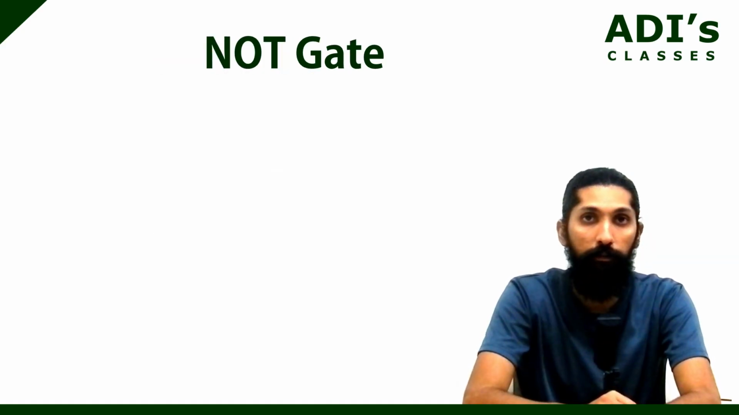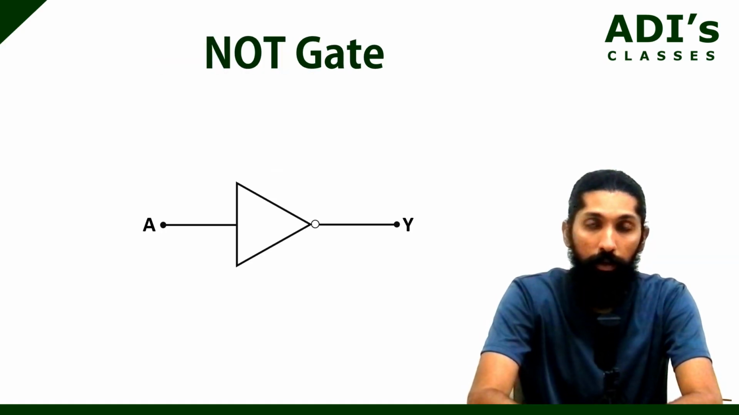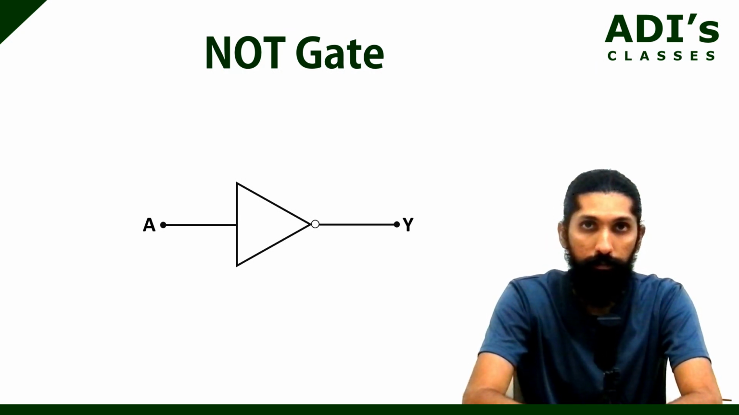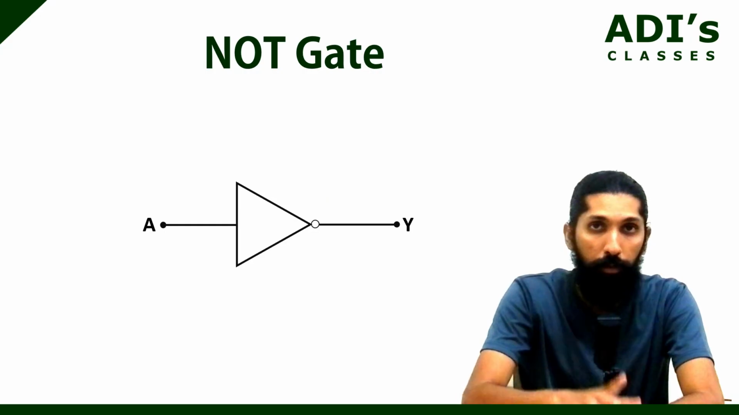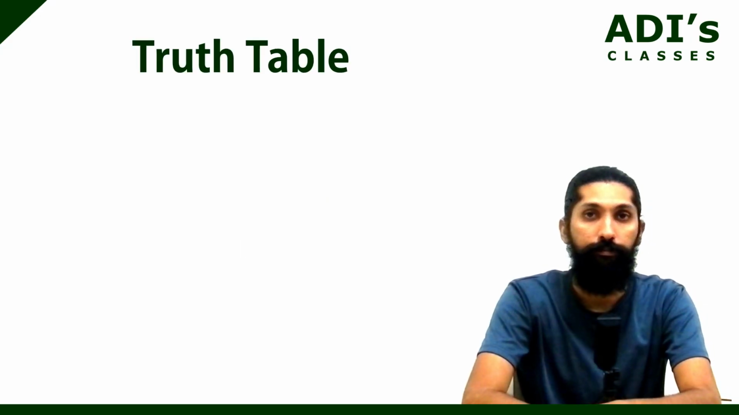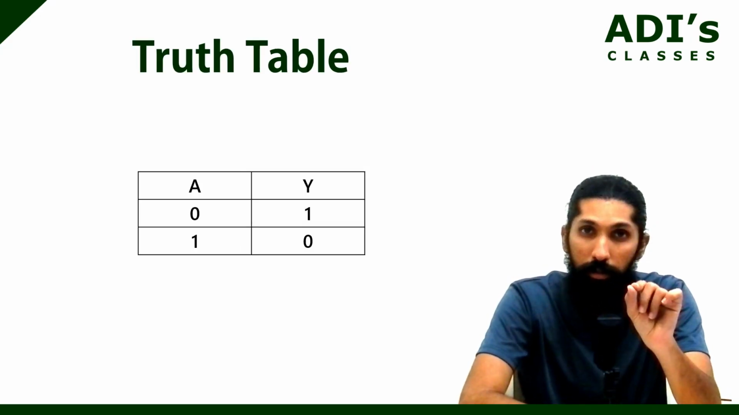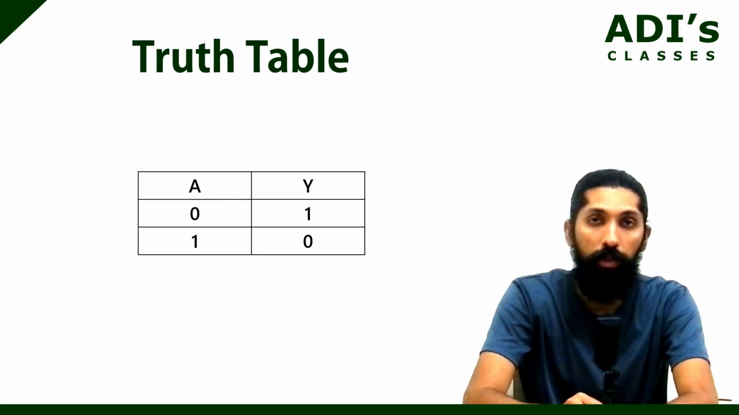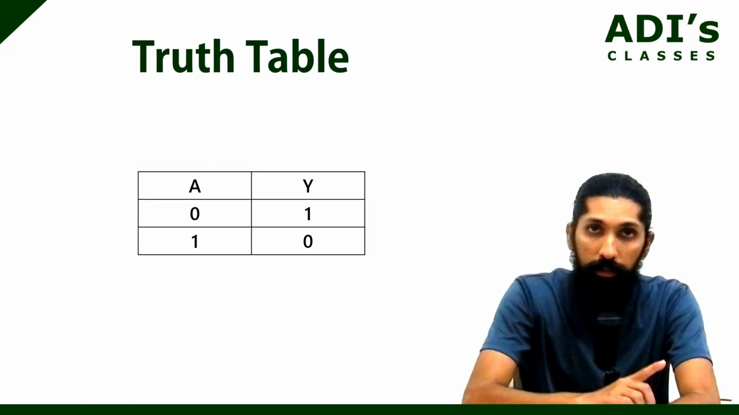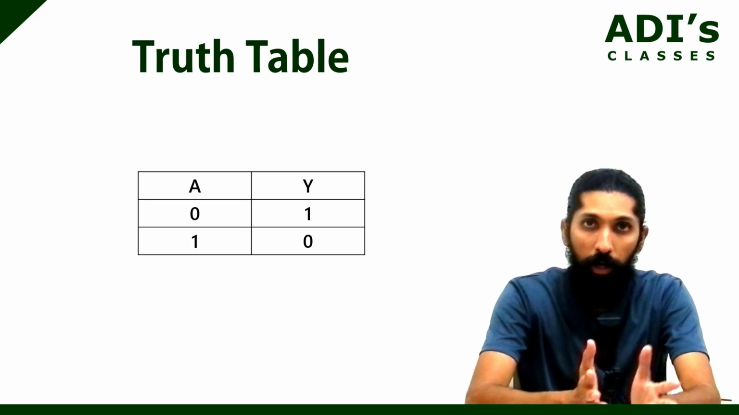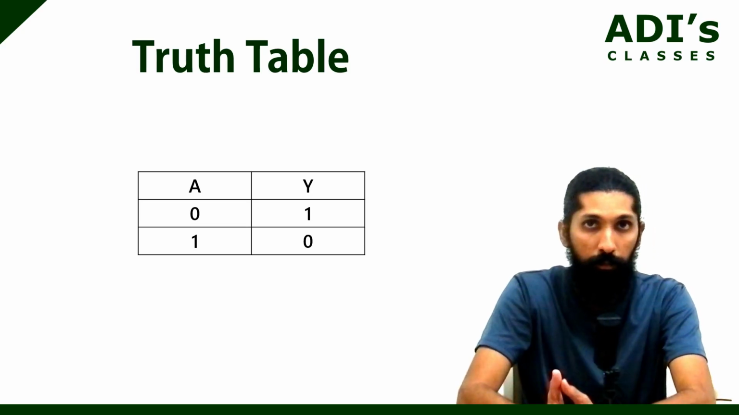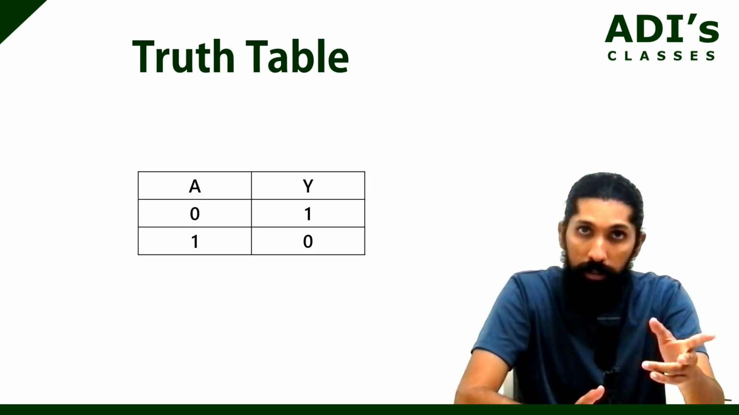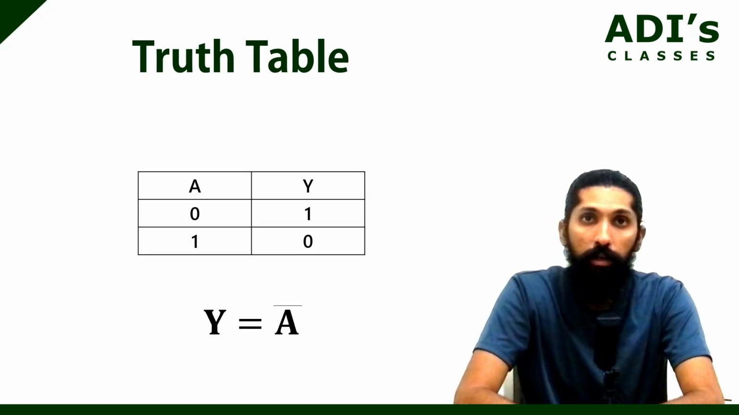The third type of gate you have is NOT. Now NOT is the reciprocal. This is the symbol. You see that small circle in the front? That basically represents the NOT. Now, in the NOT gate, the truth table is very simple. If you have 0 as the input, you will get 1. If 1 is the input, you will get 0 as the output. It's just a reciprocal.